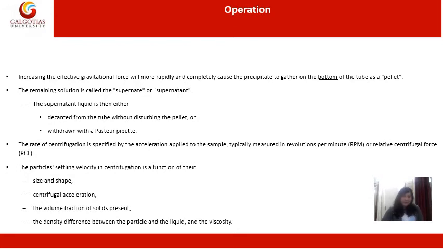The particle settling velocity in centrifugation is a function of their size and shape, centrifugal acceleration, the volume fraction of the solids present, and the density difference between the particle and the liquid, as well as the viscosity.